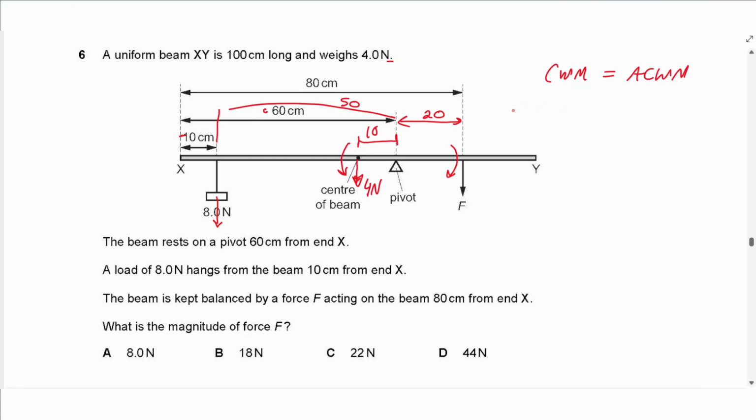So clockwise moment, force times the distance 20 is equal to the sum of two moments. We have the force 4 Newton multiplied by the distance 10 plus the force 8 multiplied by the distance 50, and then we divide by 20 on the other side. That would give us an answer of 22 newtons. So the answer is C.